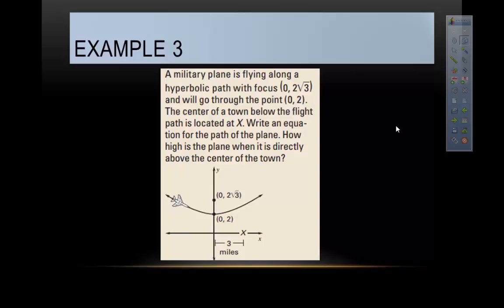It says a military plane is flying along a hyperbolic path. Now it's interesting that they're taking a hyperbolic path. I'm not sure how you train a pilot to do that. Maybe it's on autopilot.